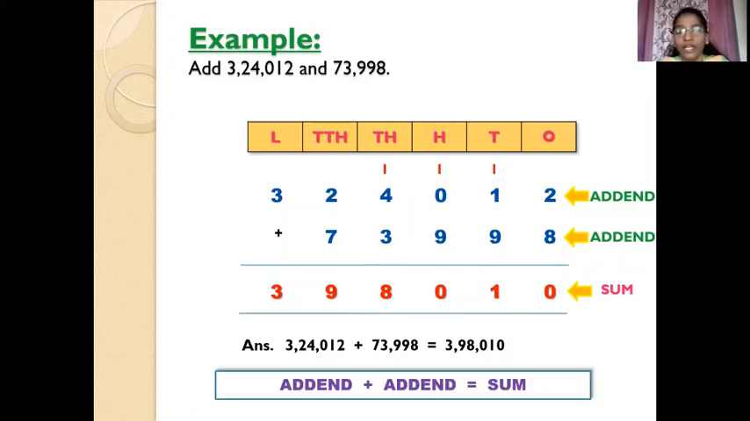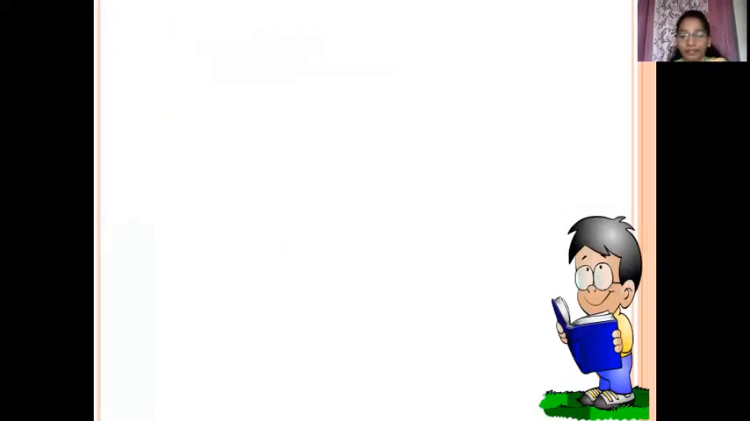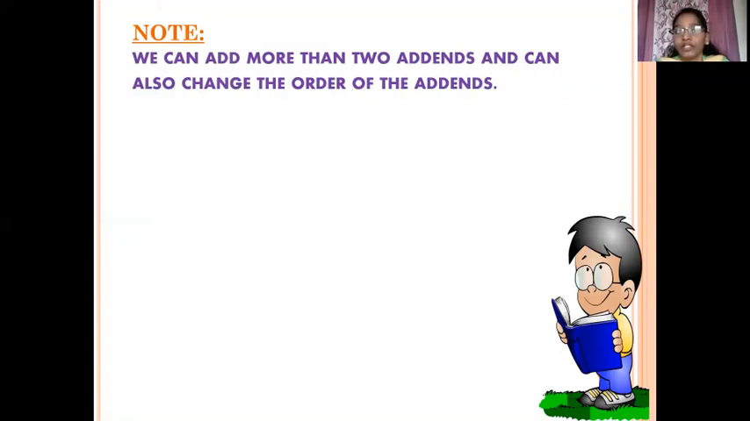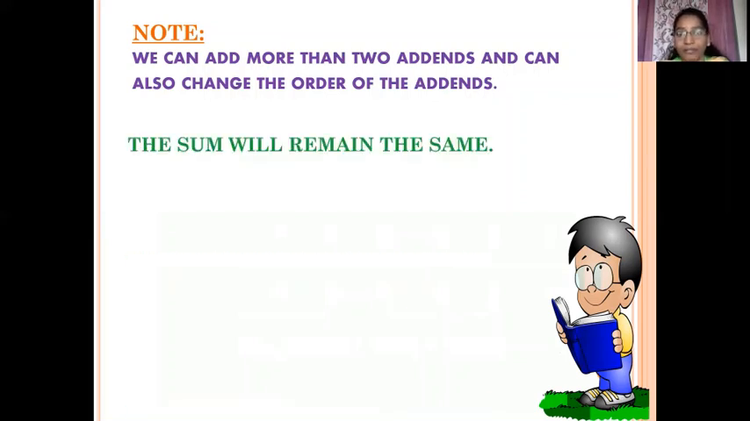So what we can confirm from this is when you add the addends, the result you get is called sum, right? Very important, children. Note that we can add more than two addends and can also change the order of the addends. What do you mean by changing the order of the addends? I'll come back to this in a while. When you change the order of the addends also, the sum will remain the same.